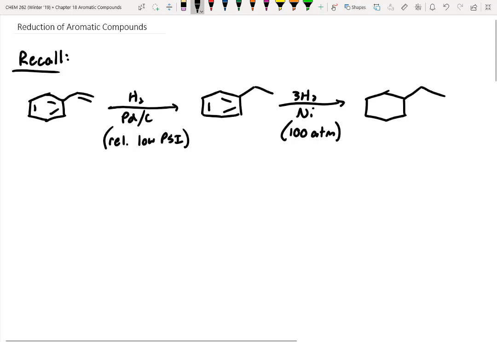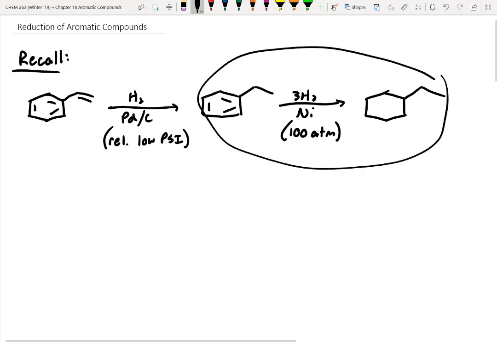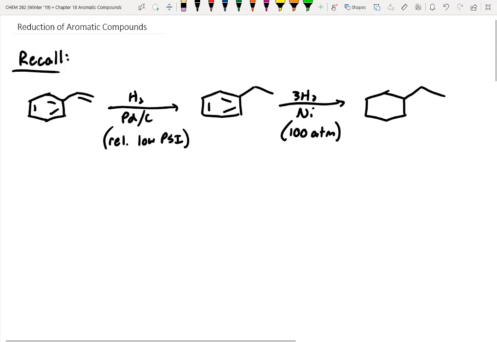Yep? Even at high pressure, would it work? Usually not. Yeah, usually if you want to reduce an aromatic ring system, you have to go to a different catalyst. Yeah, that's a good question. So really, this last reaction is not super useful. It's normally something that's only done under weird circumstances where you're trying to study how aromatic a molecule is.